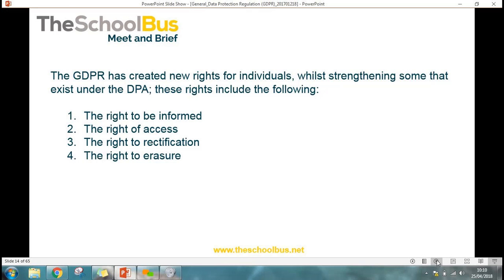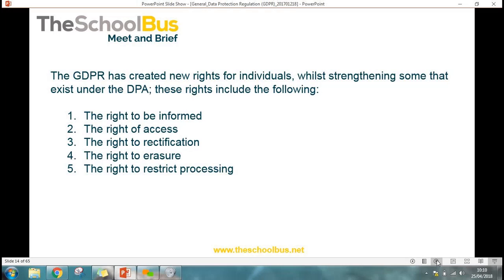Now, within a school environment, and we'll come on to this, a lot of our legitimate reasons for processing data mean that the data subject can't automatically ask you to take their data away. So if you need to use that data for a particular legitimate purpose, you can do so. So these rights do not conflict with your rights to process data legitimately.